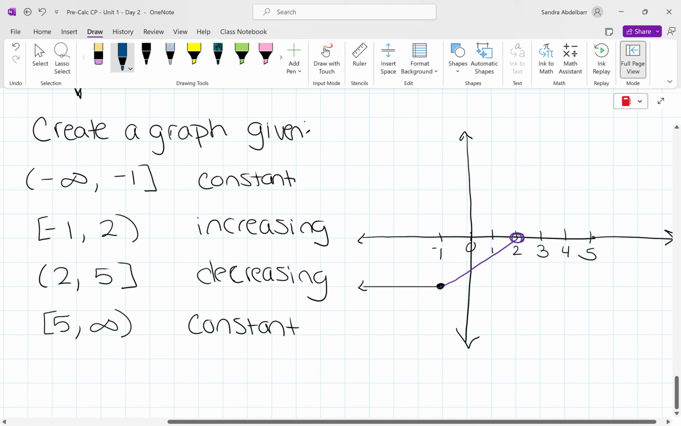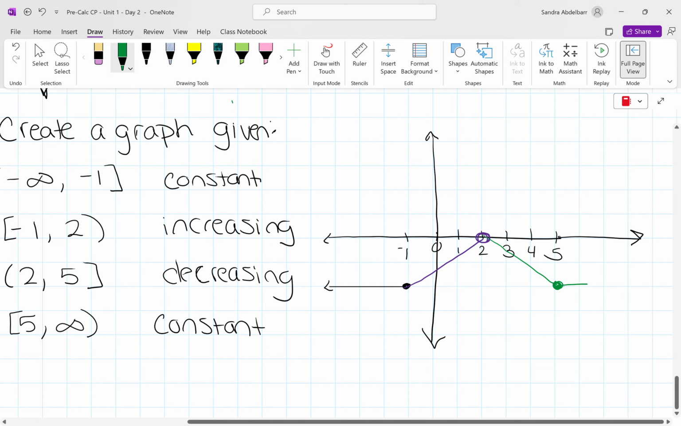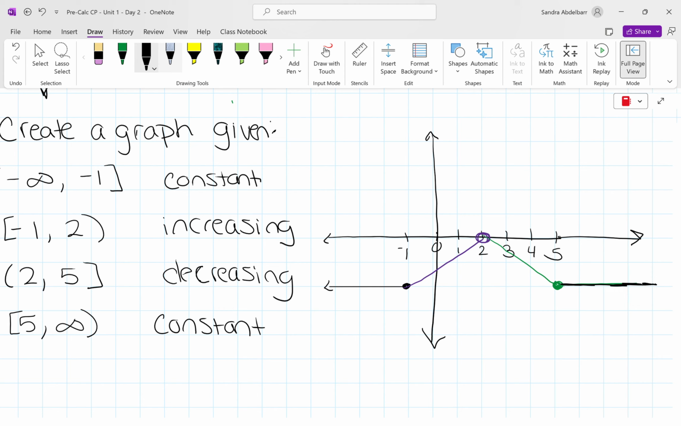And I did an open circle on 2. Then from 2 to 5, we're decreasing. So now we're going down from 2 to 5. 2's not included, 5 is included, so I will go right here. Decreasing there. And then from 5 to infinity, we're constant. So just going right across. Like that.